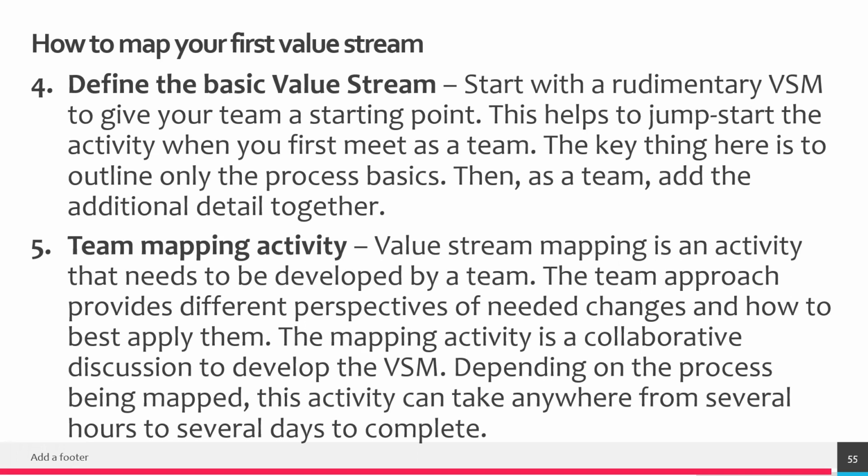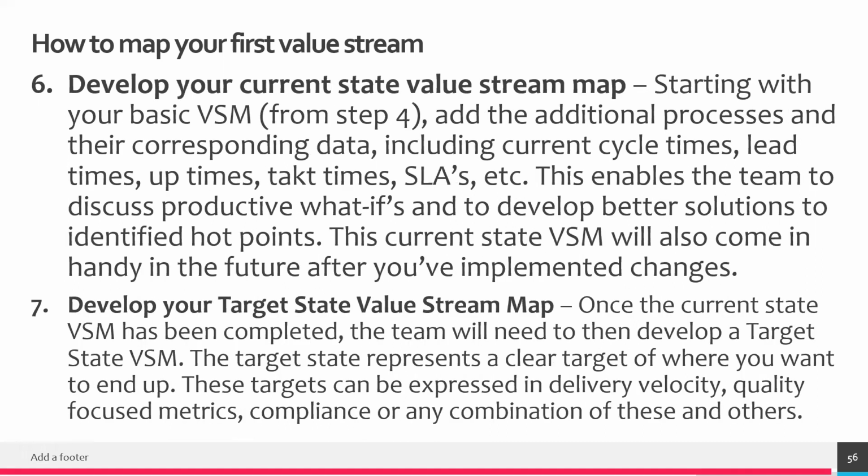Number five, team mapping activity. Now what you need to do, value stream mapping is an activity that needs to be developed by a team. So you need to talk to the team where everyone will provide their perspectives, the changes that need to be done, and how we're going to implement these changes. The mapping activity is a collaborative discussion to develop the value stream map. Depending on the process being mapped, this activity can take anywhere from several hours to several days to complete. So it depends on the process itself.